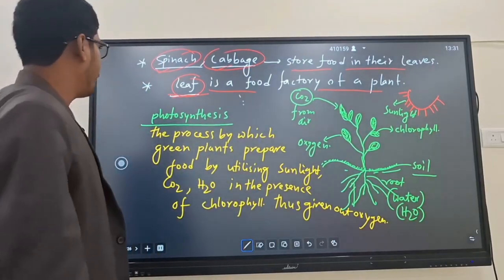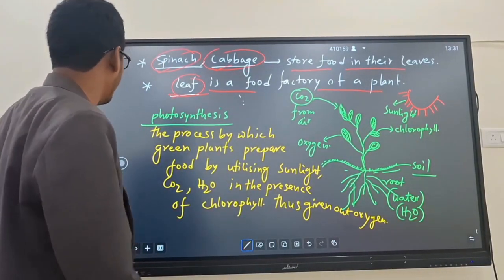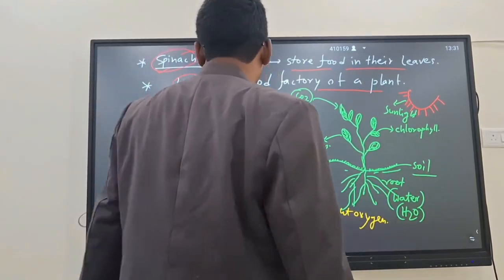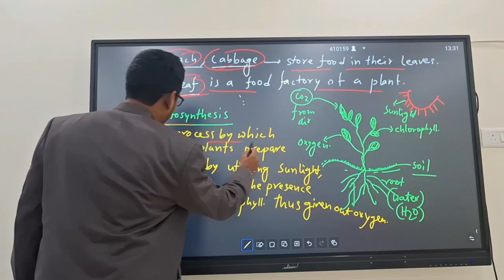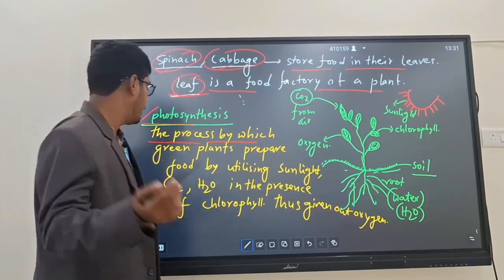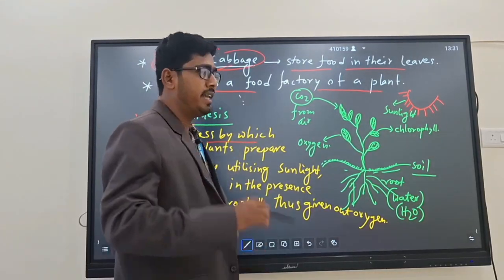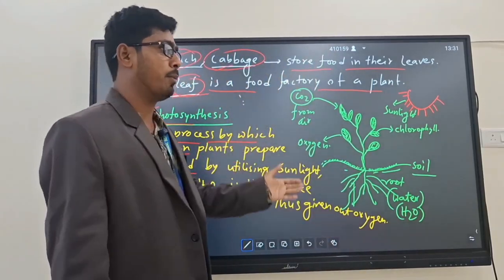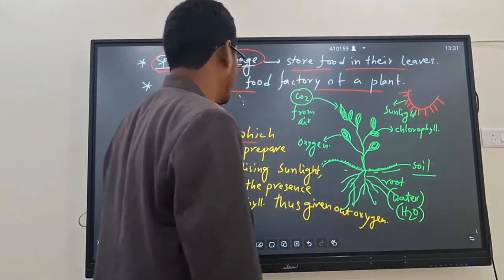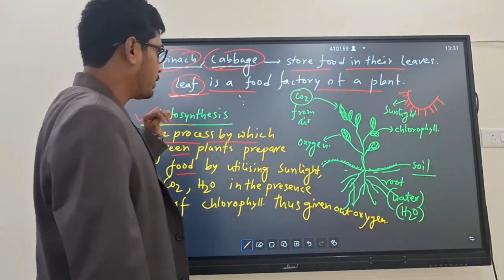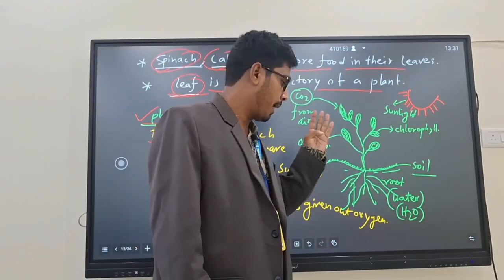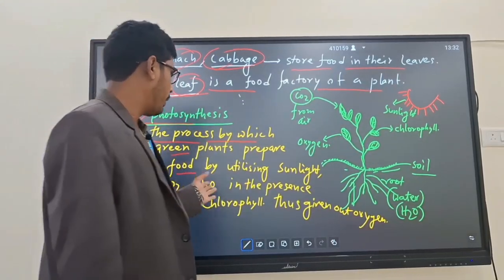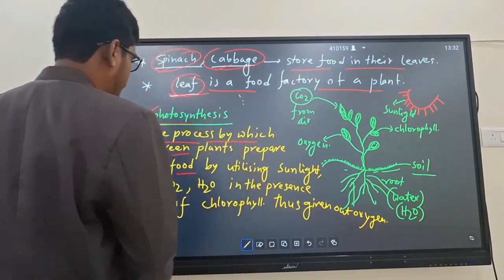Okay, now an important point for all of us: photosynthesis. What is photosynthesis? Photosynthesis is the process by which green plants prepare their food by utilizing sunlight, water and carbon dioxide from the air. So three things are needed for photosynthesis: sunlight, carbon dioxide, and water from the soil. Chlorophyll is also required for photosynthesis to go on smoothly.